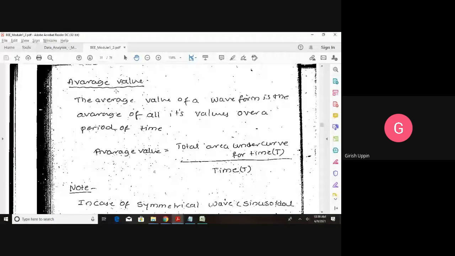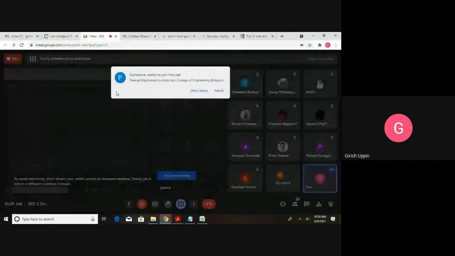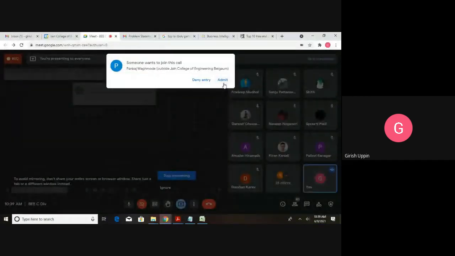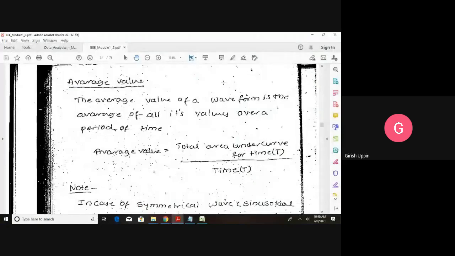But the problem with this kind of calculation is, we know that in the sinusoidal waveform, the positive half cycle is exactly the same as the negative half cycle. So if you try to add all the values at different instants for the positive cycle and negative cycle, it will become 0, because the positive cycle is exactly the same as the negative cycle. We get the average value as 0.